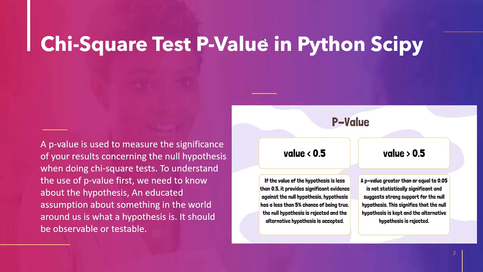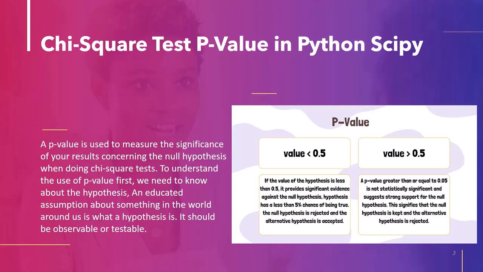A p-value of more than 0.05 is not statistically significant. It indicates strong support for the null hypothesis. The null hypothesis is retained, whereas the alternate hypothesis is rejected. When we perform the chi-square test, it returns the result as a p-value that we can use to make a decision whether we should accept or reject the hypothesis.